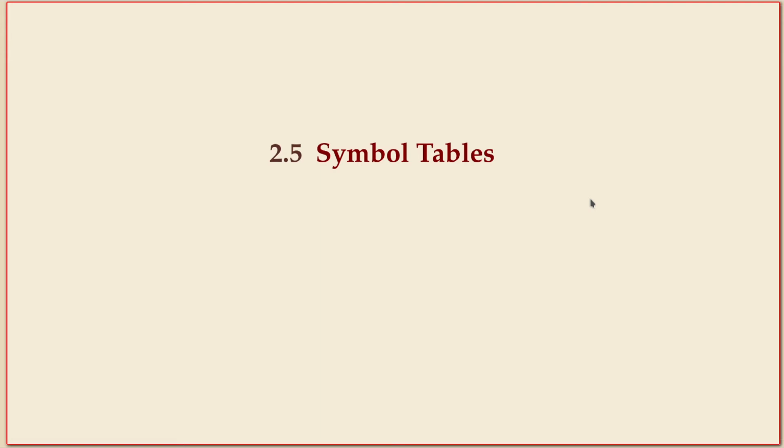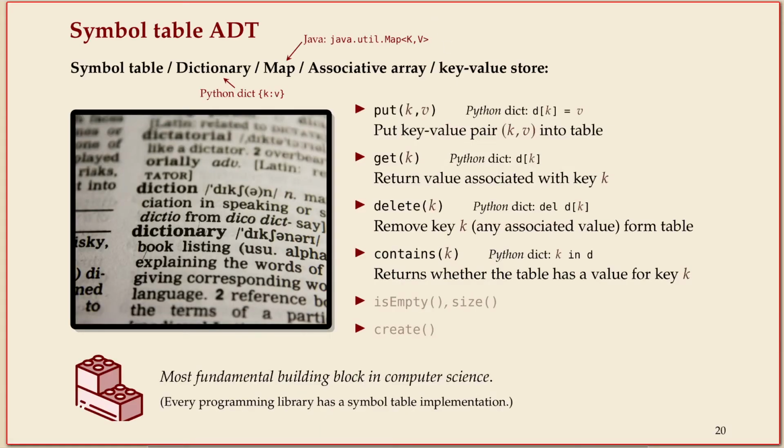So in this section, we'll talk about the second big abstract data type that you should know about. These are called symbol tables, and they have a couple of other names. In particular, they're called symbol tables, or dictionaries, or maps, or associative arrays, or key value stores. It's all pretty much the same thing.